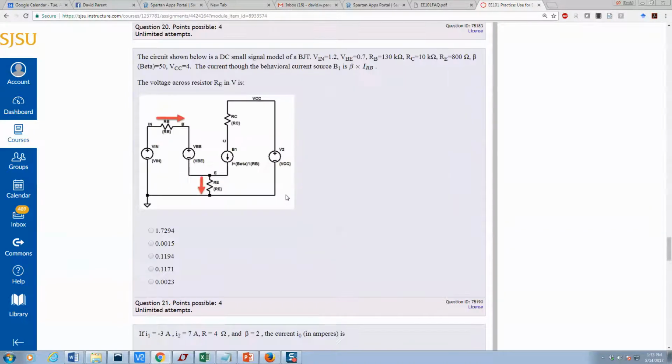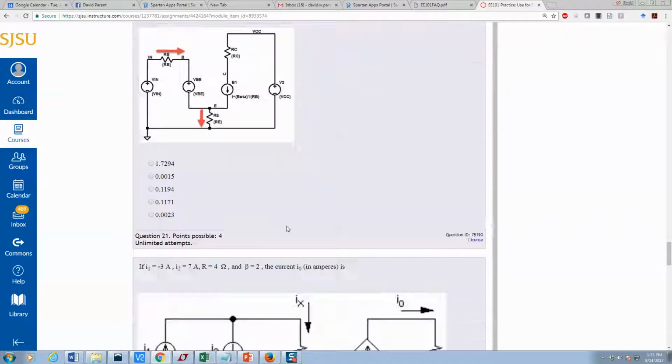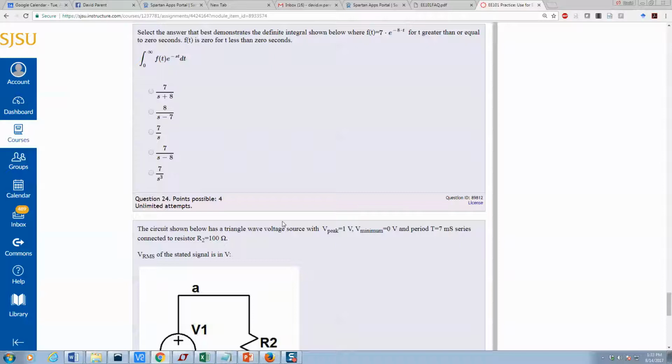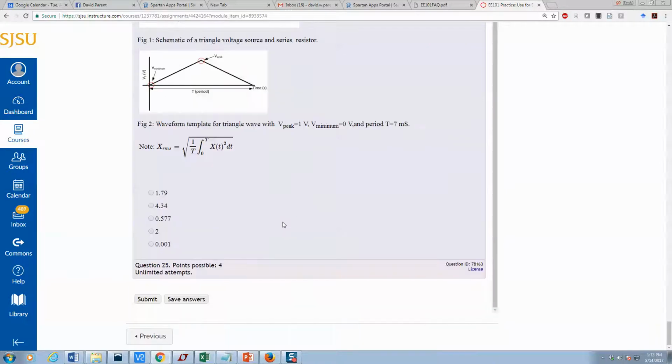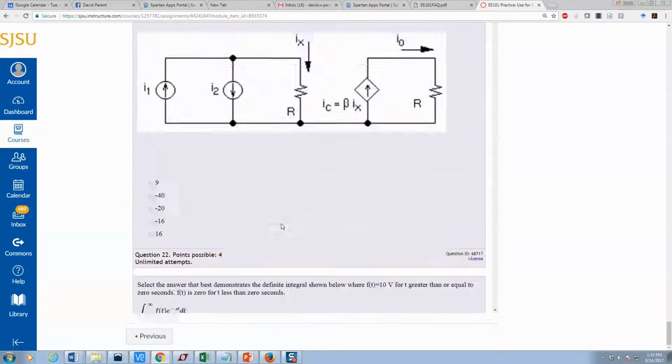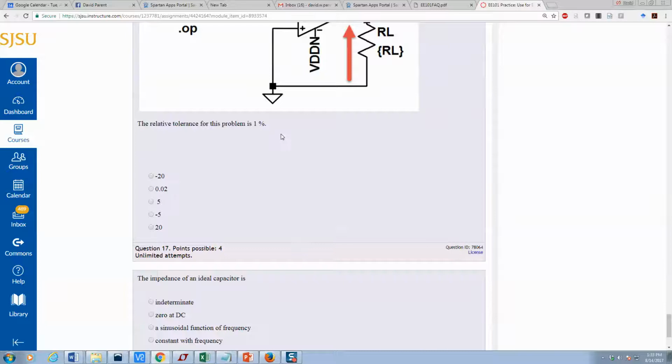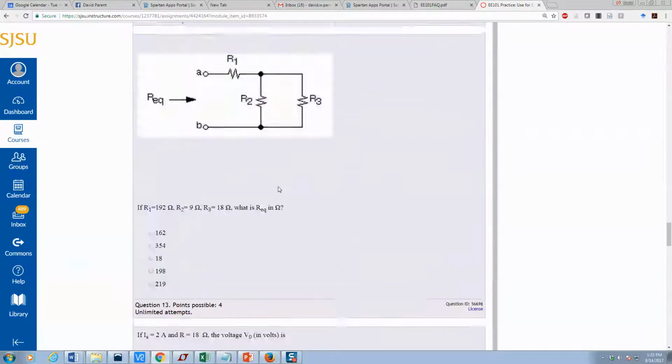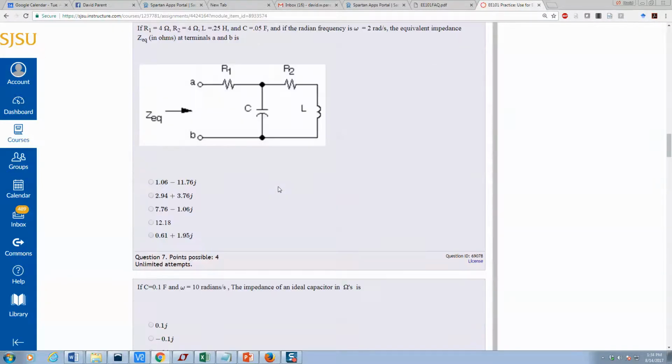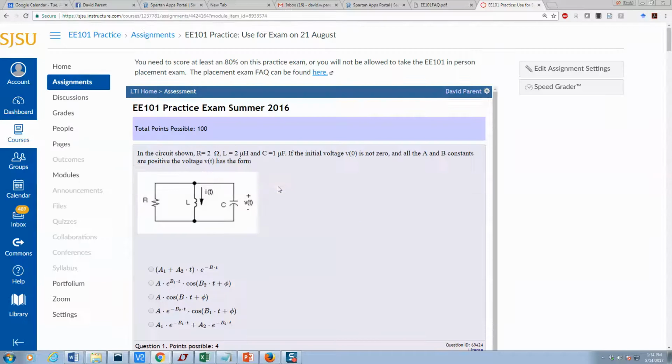The thing is, this online exam has a bank of questions, and the numbers will be random and the questions will be somewhat random each time. So if you want to pass, you need to do it more than once. And I use this exam generator to create the in-class exam that you will take.